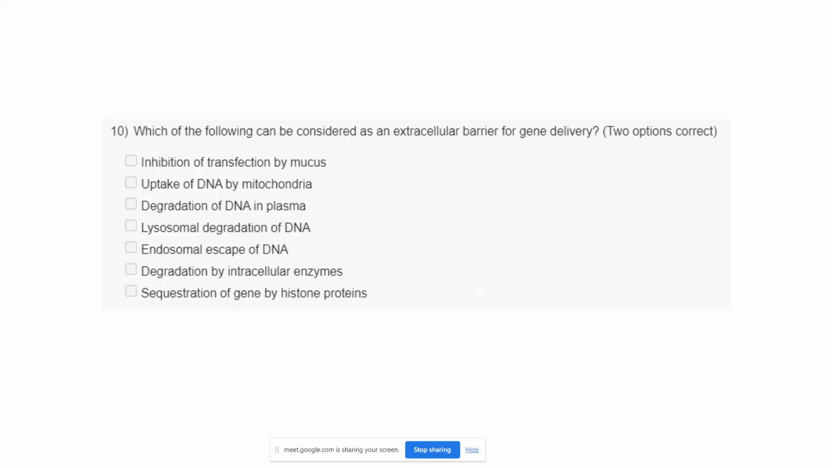Okay, here is the 10th question or the last question. Which of the following can be considered as an extracellular barrier for gene delivery? You have to select two correct options. Let me know what you think the correct options are.